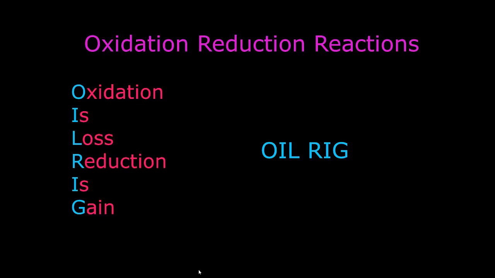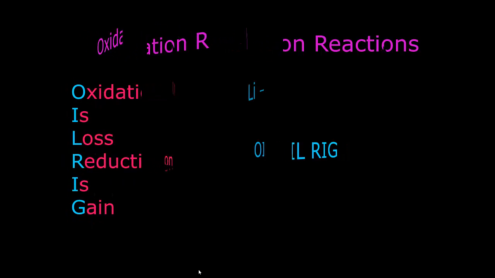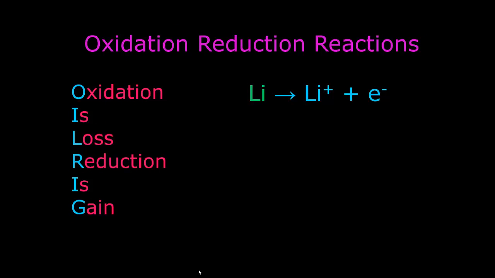Oxidation is loss of electron and reduction is gain, and the acronym for that is OIL RIG. So if you can remember OIL RIG, I believe you can probably just fill in the rest. Oxidation is loss, reduction is gain. So let's look at an example here.